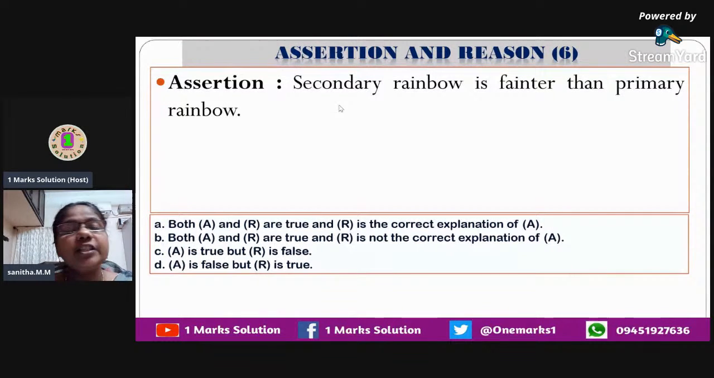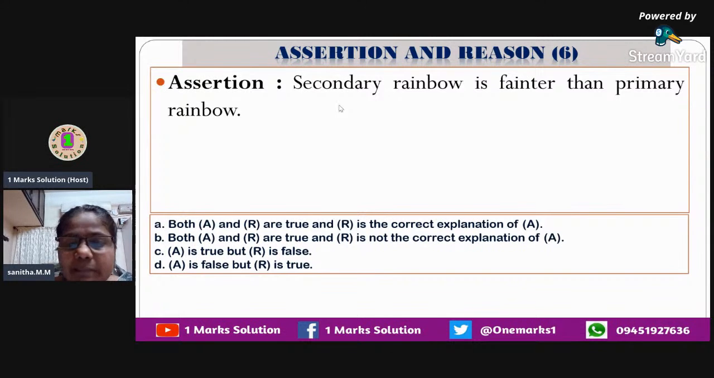Secondary rainbow is fainter than primary rainbow. What is a primary rainbow, we can say? What will happen there? You can say refraction and total internal reflection take place, isn't it? So secondary rainbow means, after that, one more process takes place there. So a total of 3 processes take place. So after 3 processes, when it comes to our eye, it will be fainter. And the order is also different. We will say VIBGYOR, and this will be in the reverse order also. So keep in mind the difference between primary and secondary rainbow.